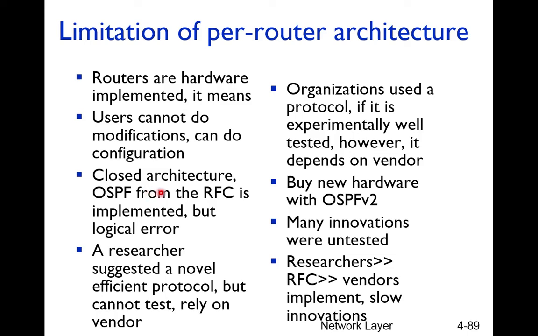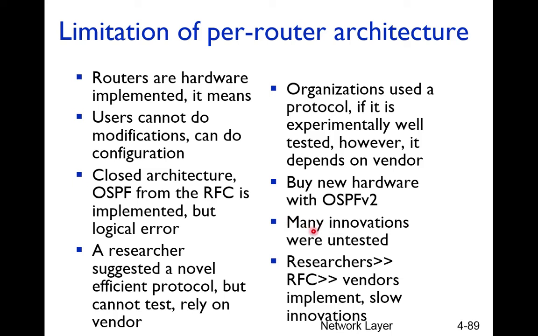Now suppose Cisco implements OSPF 2 in their new routers, called Cisco router model 2. If the university wants to use OSPF version 2, they have to buy the Cisco router model 2, and replace the model 1 routers with model 2. This is costly, because a router costs, for example, 200,000 or 100,000. Only the OSPF protocol has changed and all other features are the same, but you have to buy new routers. Even if you want just a single modification, you still have to buy new routers.